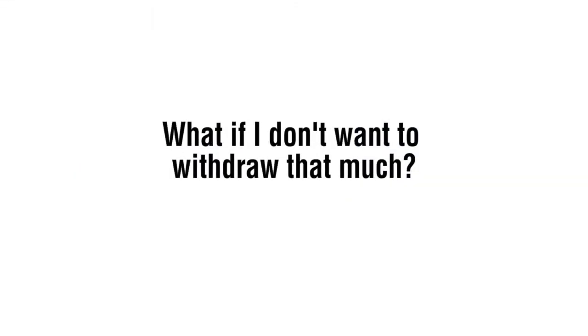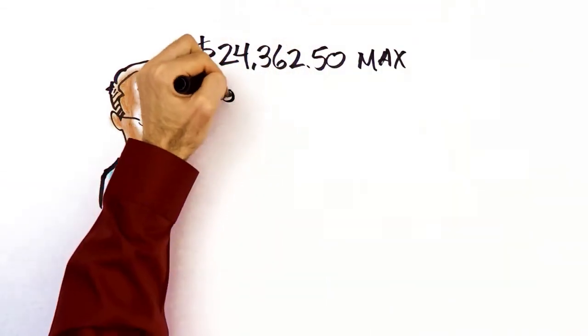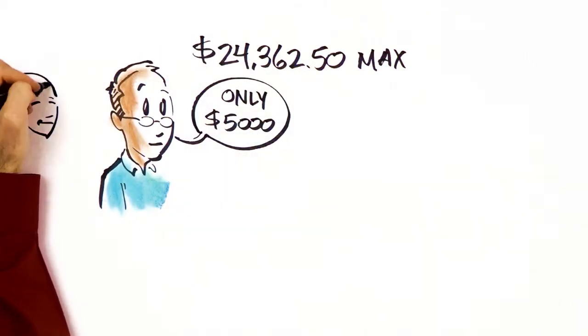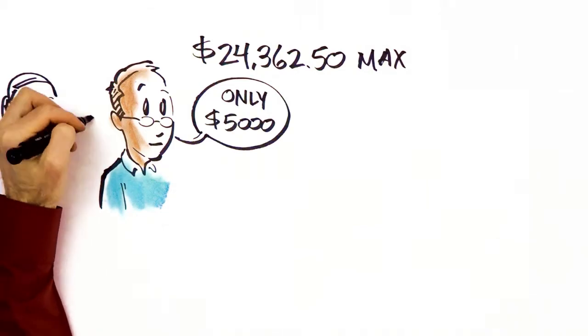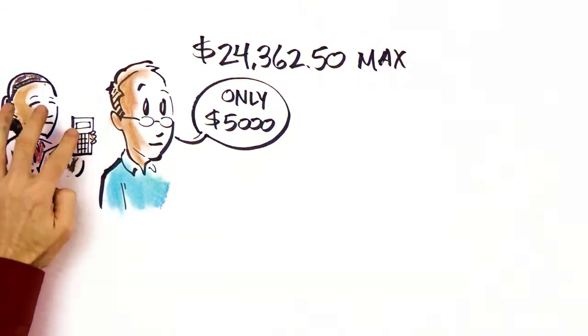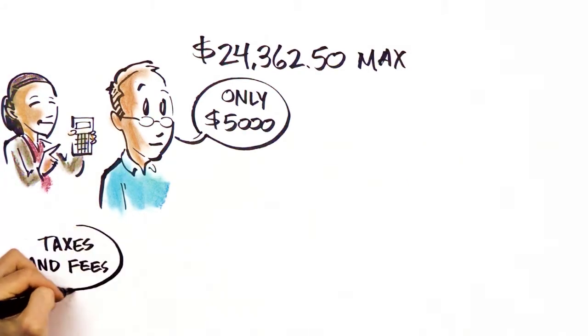What if I don't want to withdraw that much? $24,362.50 is the maximum that you are allowed to withdraw. Suppose you only want to withdraw $5,000 of that amount. The financial institution processing your application will help you calculate your withdrawal so that you receive the amount you are seeking to unlock. But remember, you'll also pay tax and possibly a processing fee.